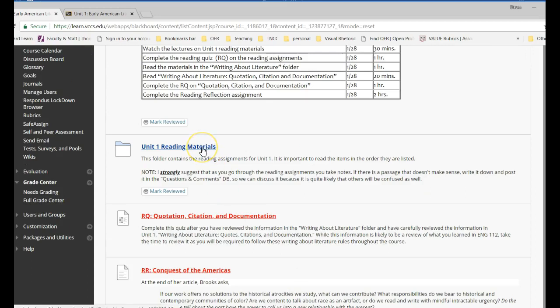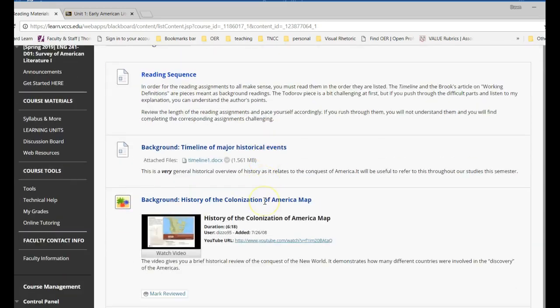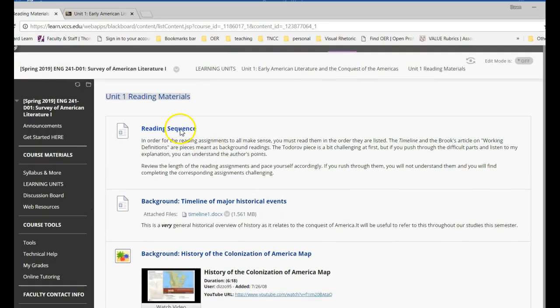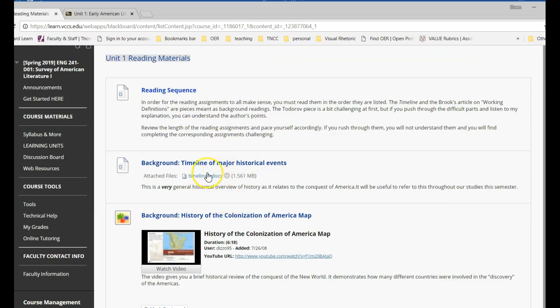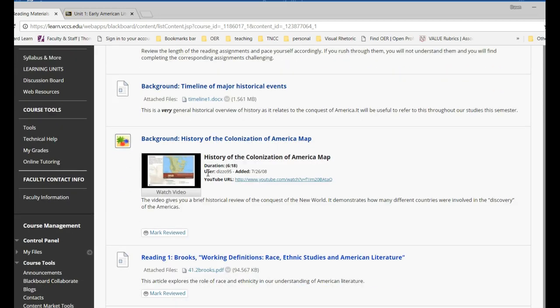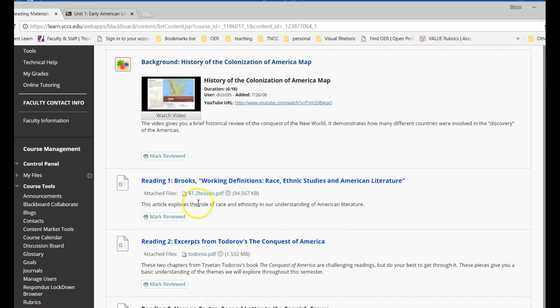So I'm going to go back to the unit on reading materials. You click on that folder, and basically, I just list everything here in order that you should complete it. So really do follow the order. The first is a timeline that tells you of the major historical events that are going on during the period that we're looking at. Then next we've got a quick video, and it shows you the colonization of America and gives you a map so that you can look closely at what's going on.